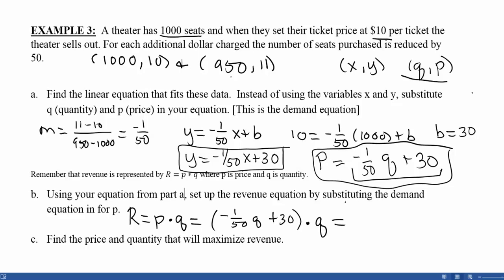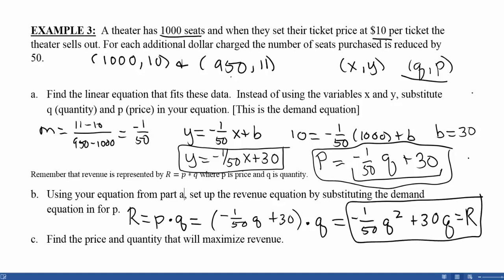Now I can distribute that Q through and simplify a little. So I'll get negative 1/50th Q squared plus 30Q. So that's my revenue equation for this particular model. And again, I got this set up by plugging my demand equation in for P and then distributing the Q. So now for part C, I want to find the price and quantity that will maximize revenue. Well, all the work I was doing before was to get my revenue equation set up.